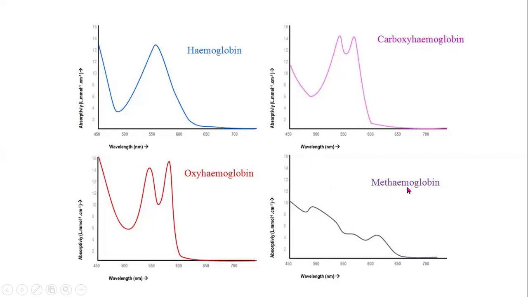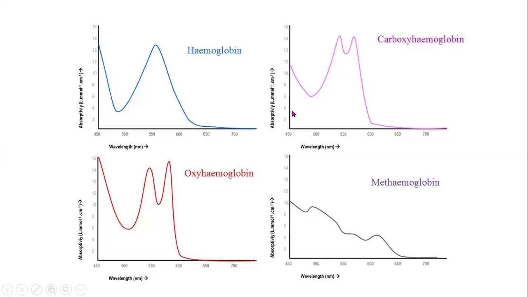Also we have methemoglobin. Look at the absorption chart. It's a little bit different when you compare it with the rest of the three. This methemoglobin is the dysfunctional form of the hemoglobin, because in methemoglobin, you have iron in the +3 oxidation state rather than the +2 oxidation state that is found in normal hemoglobin. That is methemoglobin.